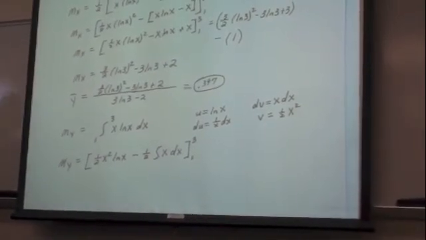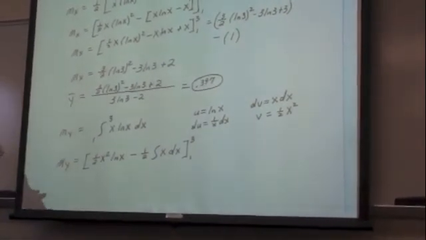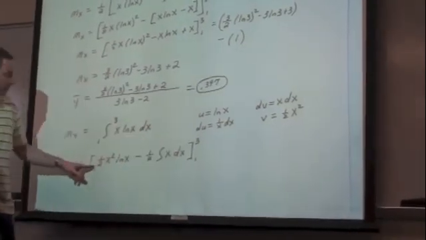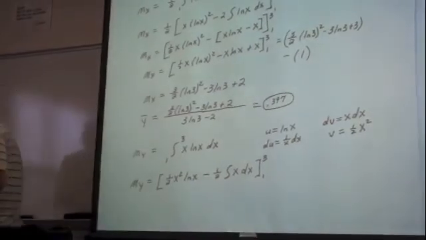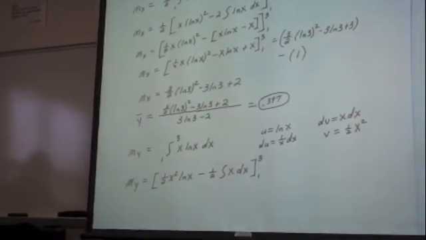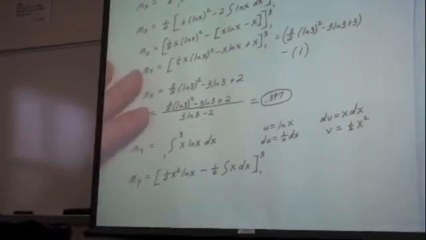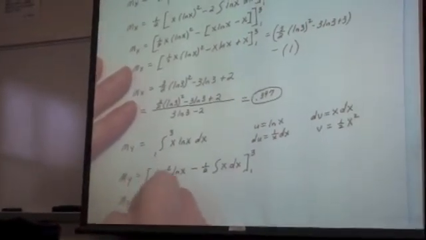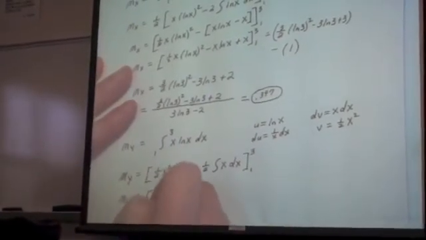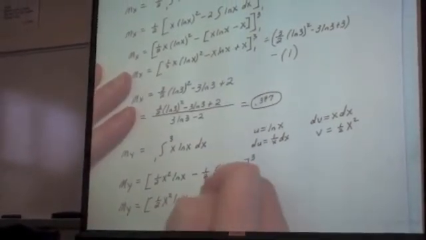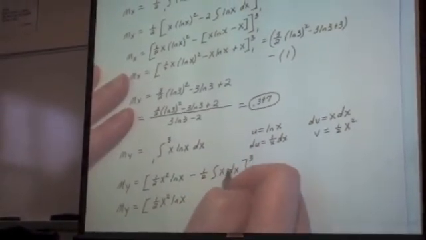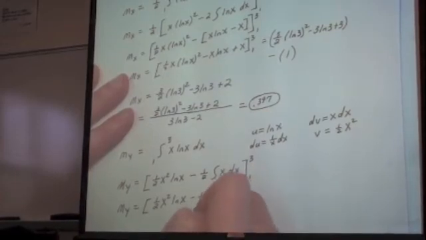So I can say, okay, this should work really nicely. Actually, it'll work really nicely if I finish it. So I do need to integrate my remaining term in there, but it'll be easy. So the moment about the y-axis, 1/2 x squared ln x minus 1/2 times 1/2 x squared, that'll be minus 1/4 x squared.